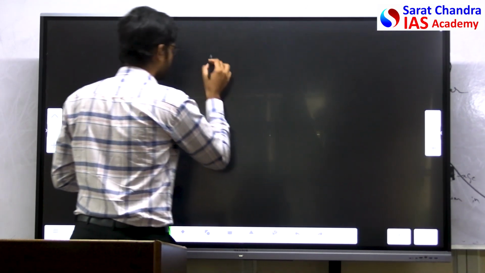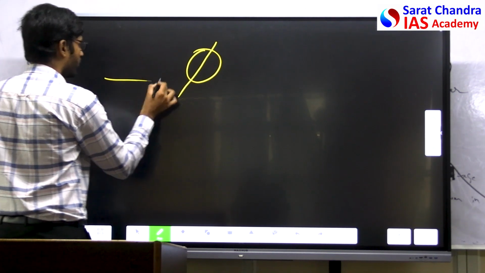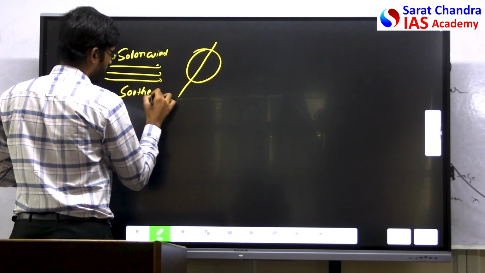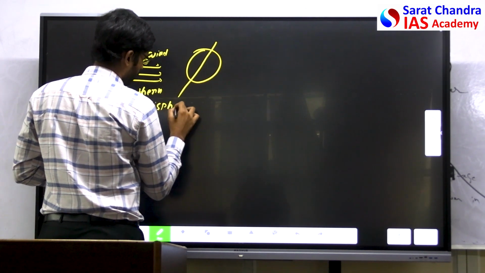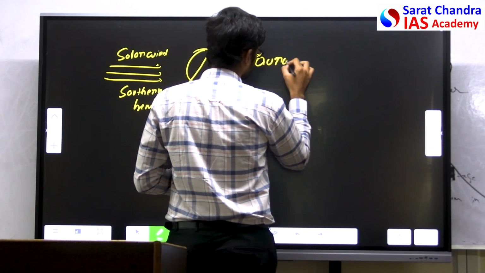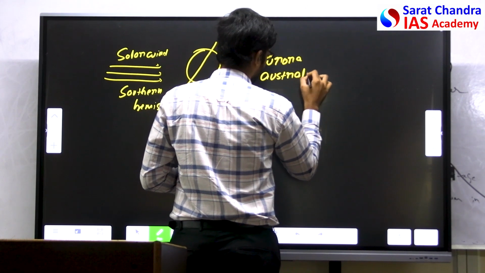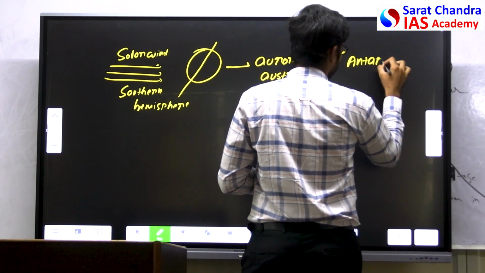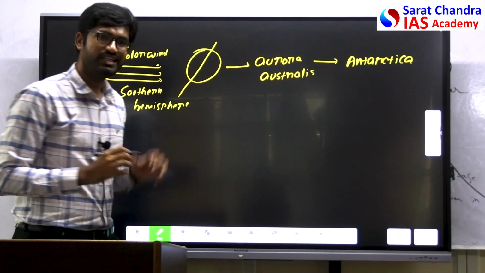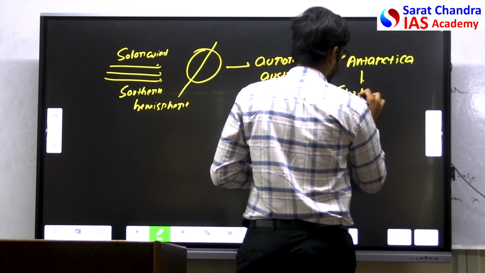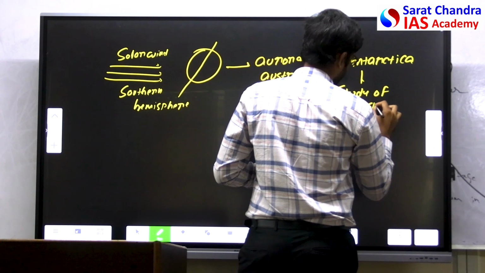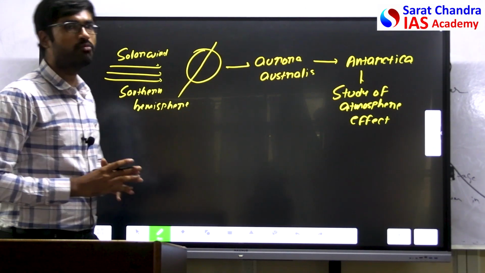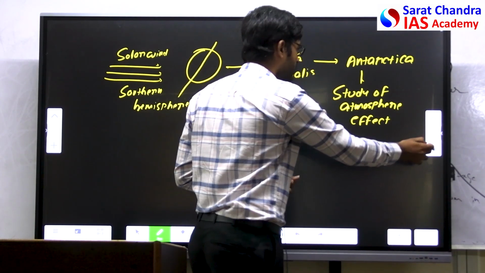And when the Earth's axis is like this, the solar wind will try to enter the southern hemisphere, and it can lead to Aurora Australis. This leads to the lights in Antarctica, and this helps in the study of atmospheric effects on the Antarctica coast. This is how you need to write about Aurora Borealis and Aurora Australis and how they are triggered, the reasons for the trigger.